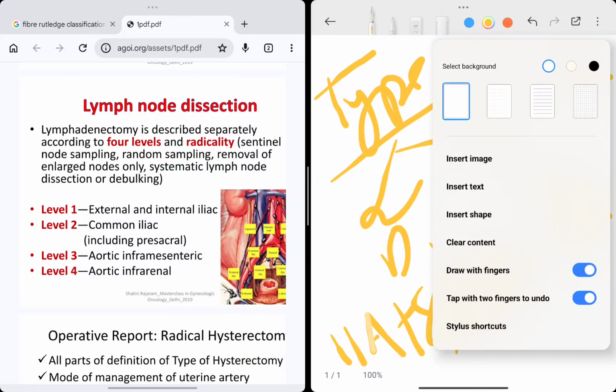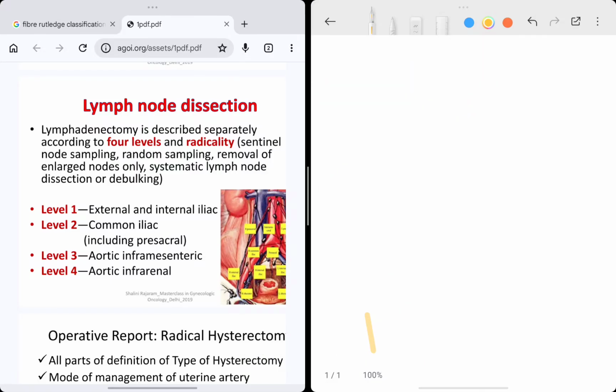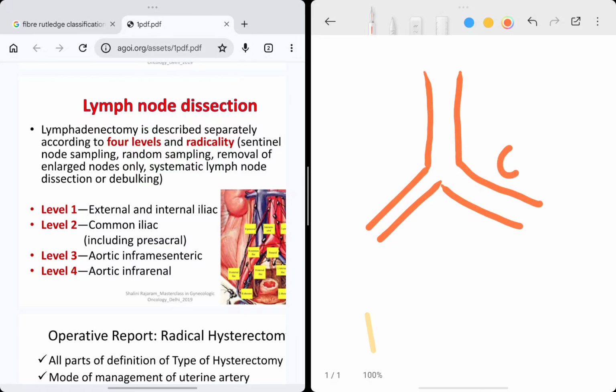Now there are certain levels of lymph node dissection in cervical cancer. So if we make a diagram of the vessels that are possibly involved, so this is the diagram. This is your aorta. This aorta is divided into two trunks, and these two trunks are the common iliac arteries, CIA. These common iliac arteries are further divided into the external iliac artery and the internal iliac artery system.